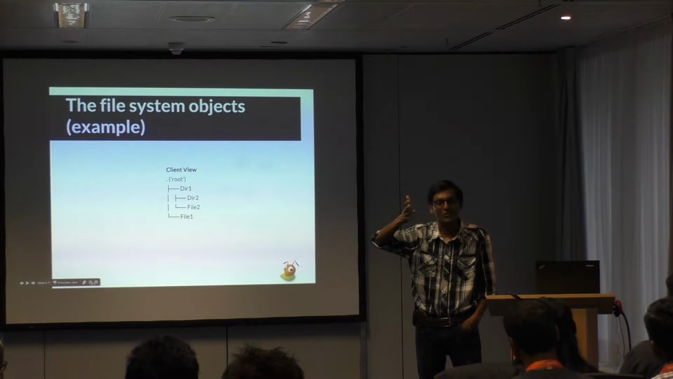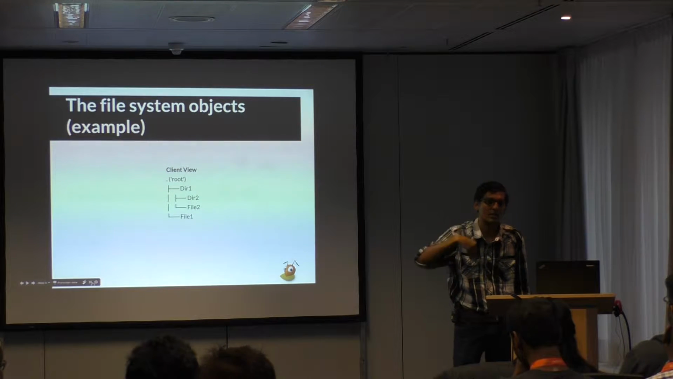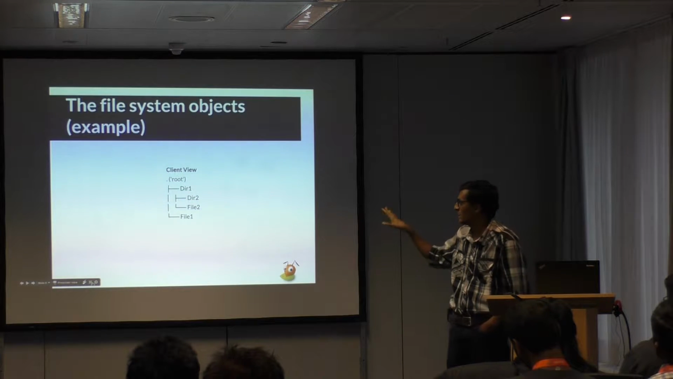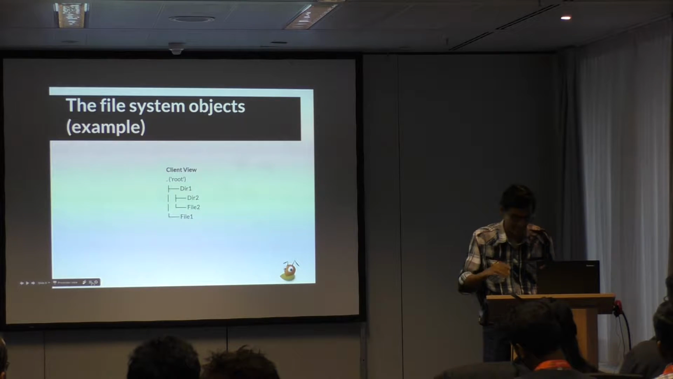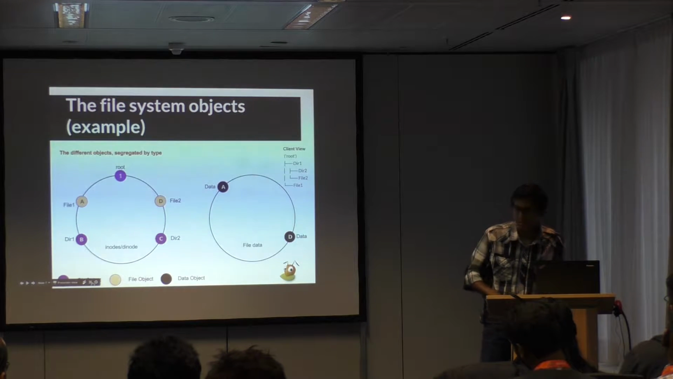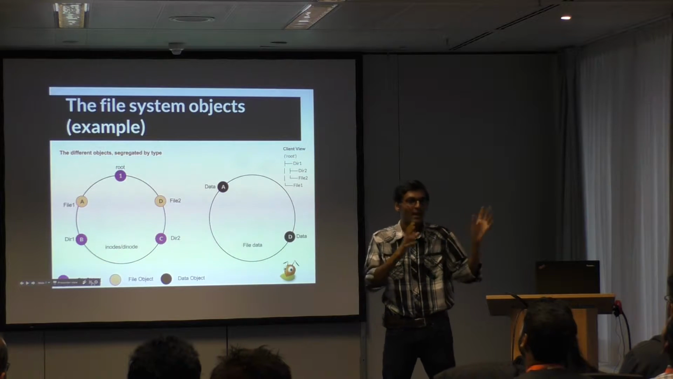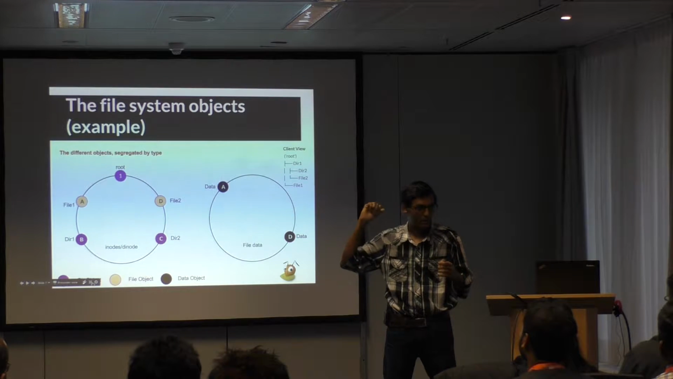You have the root of the volume, and you have dir1 and file1 as children of root, and dir2 and file2 as children of dir1. So this is a very simple client-side view of this particular listing. So what are the objects? There are two classes of objects here: inode objects and data objects.